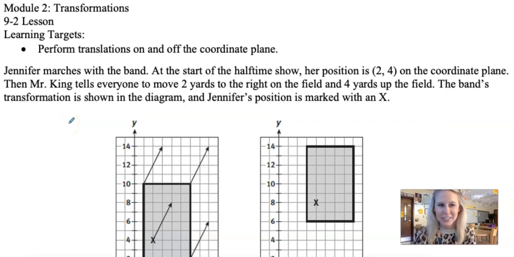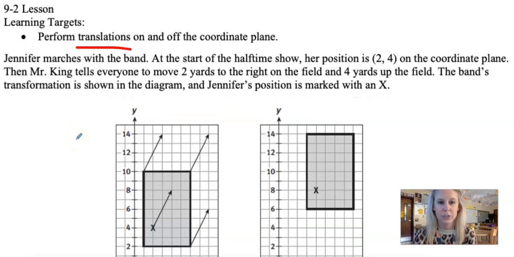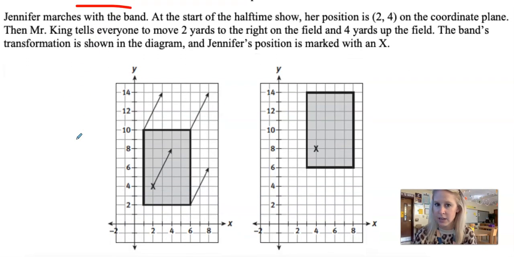Alright, welcome to 9-2's lesson, which is on transformations, and we're going to be talking about translations in this particular unit on and off of the coordinate plane. Translations from middle school was when we just moved things. Jennifer is in the band, and at the start of the halftime show, her position is (2, 4) on the coordinate plane. So Jennifer is our X on the coordinate plane.